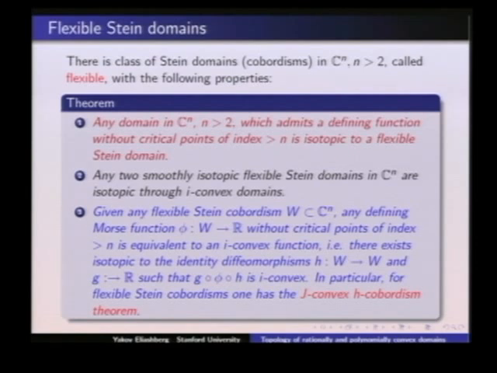In particular, for flexible domains, you have a plurisubharmonic version of the h-cobordism theorem. If it is topologically a product, then you have an I-convex Morse function without critical points on this cobordism. And this is only true for flexible domains. For general Stein domains, there is extremely rich symplectic topology which tells us this is not true. There are many examples.